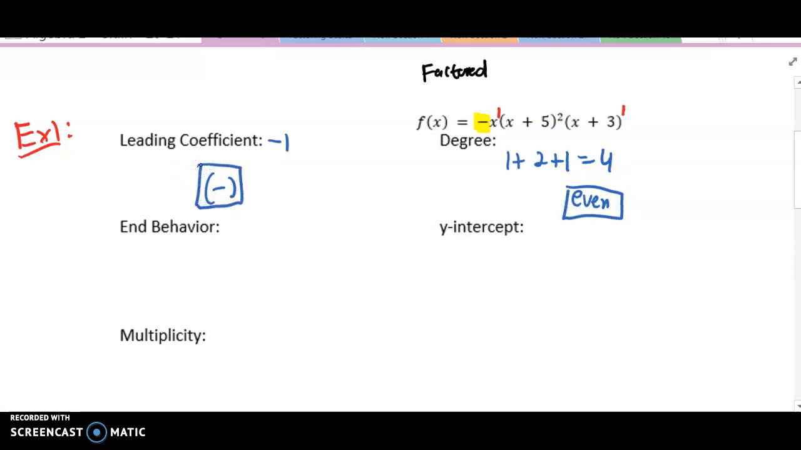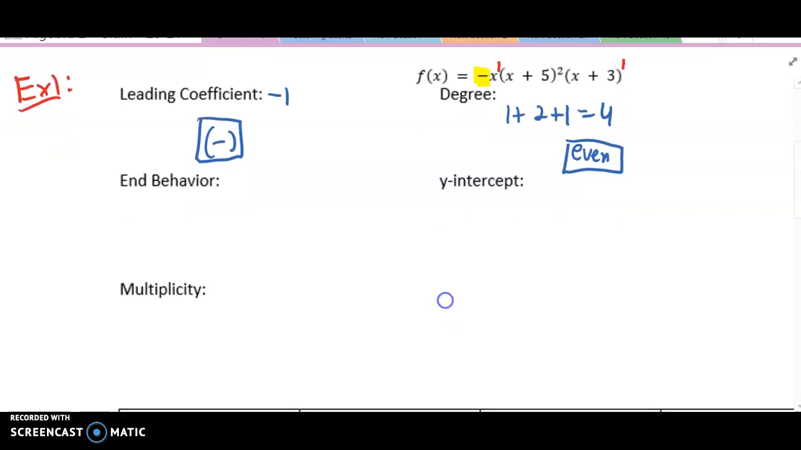For leading coefficient, we care if it's positive or negative. For degree, we care if it's even or odd. So even negative takes this shape. So we already know on our graph, all the way to the left it's going down, and all the way to the right it's going down.